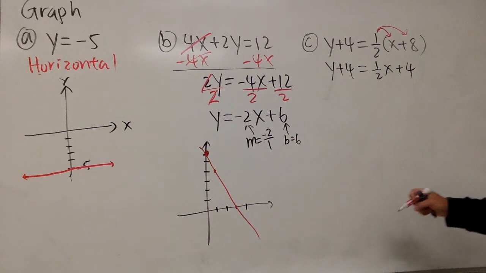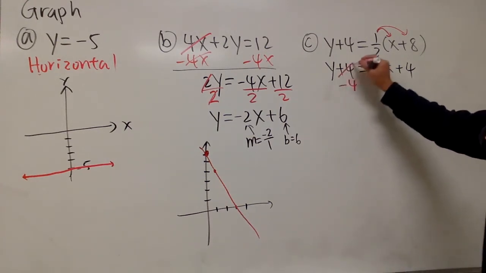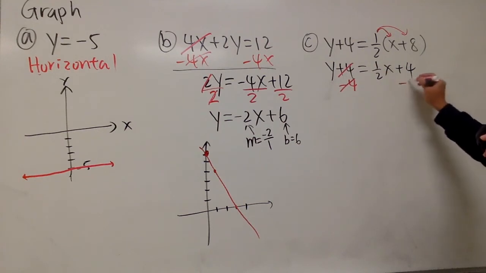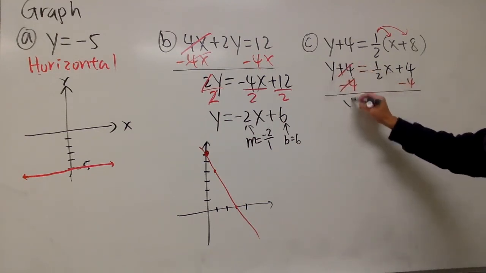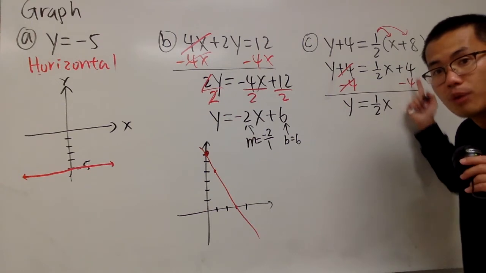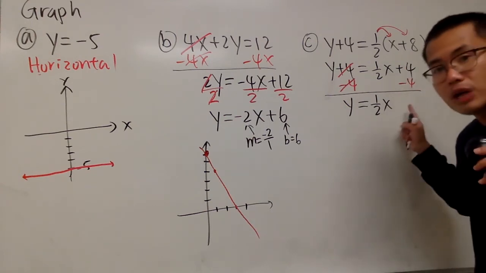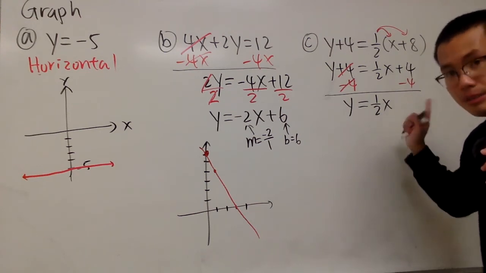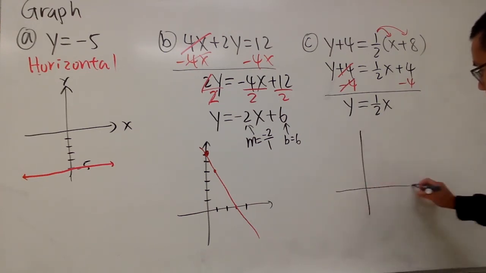So just like that. Next, I will have to minus the 4 right here so that this and that will cancel. I will do the same right here. And we see that this is going to give us y that's equal to 1 over 2x. And we have 4 minus 4, which is 0. You don't have to put down +0, but you do have to know this right here is 0. It's important because that tells you the y-intercept, right?